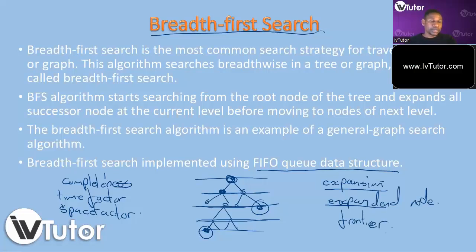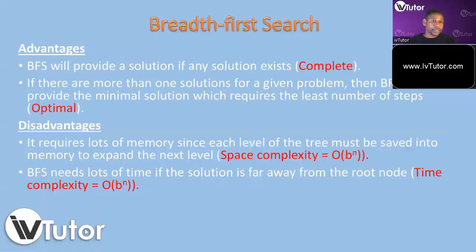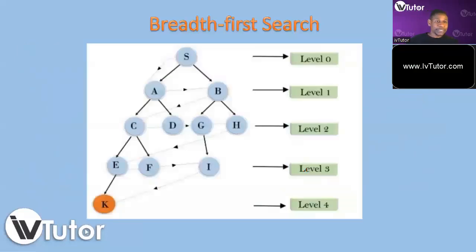Right, this is breadth first search in action. Say our goal is to find K. You're starting at level 0, which is your root node. From your root node, you take S, and it is in what we call the frontier.